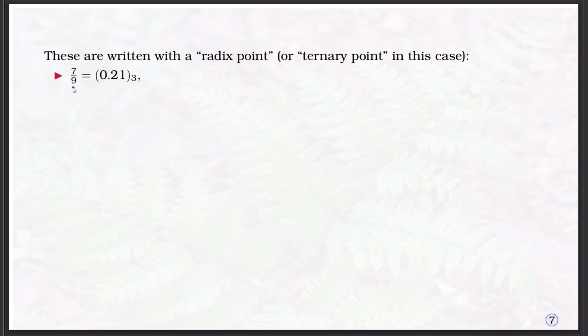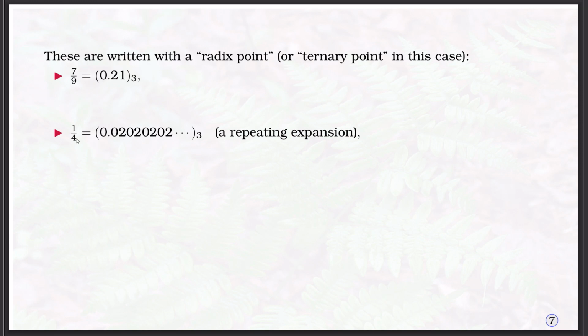Consider the number 7 by 9. It has the base 3 expansion 0.21, and consider the number 1 by 4. It has the base 3 expansion 0.020202 and so on. How to obtain this? For 15, we are dividing the number by 3 and obtaining the base 3 expansion. There the 15 is an integer.